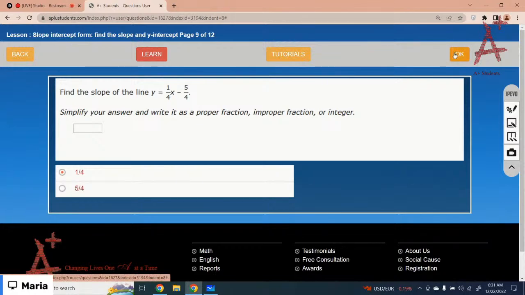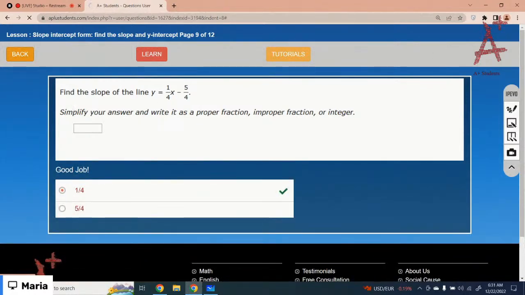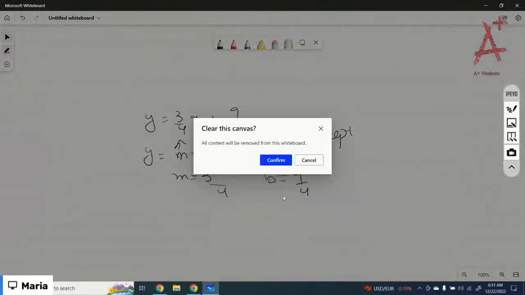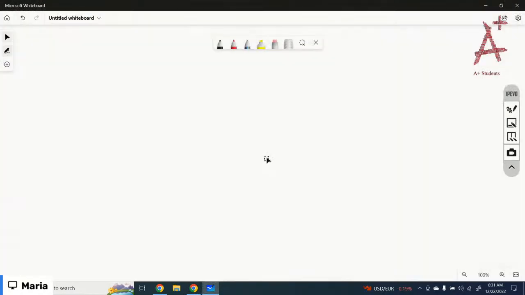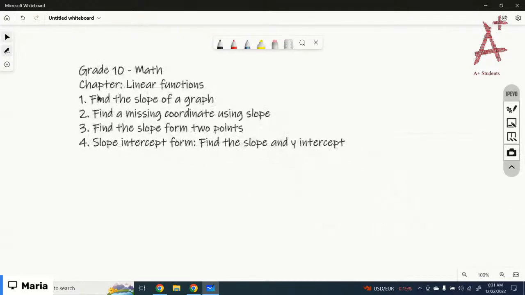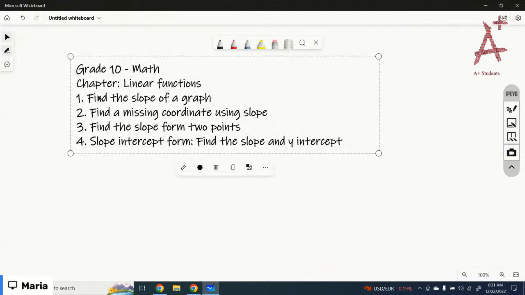Got it? Okay, you can complete the test by yourself later today. So here is the list of the lessons we have covered today. We're working on grade 9 maths. The chapter is linear functions, and the topics we covered are find the slope of a graph, find the missing coordinate using slope, find a slope from 2 points, slope intercept form, find the slope and y-intercept.